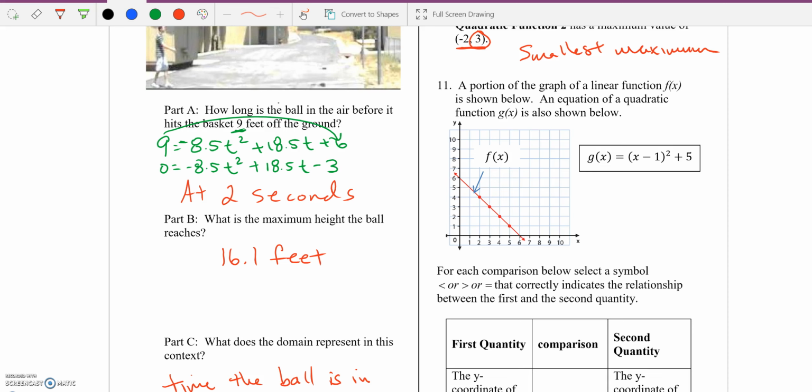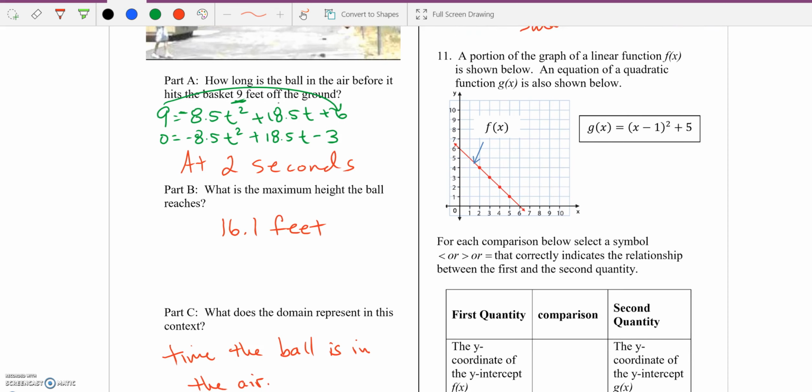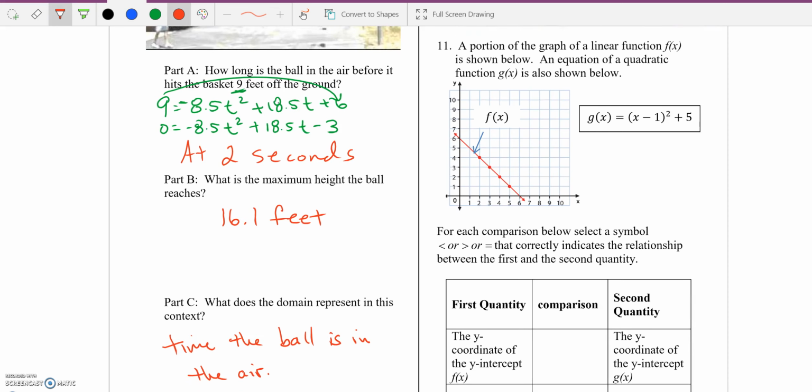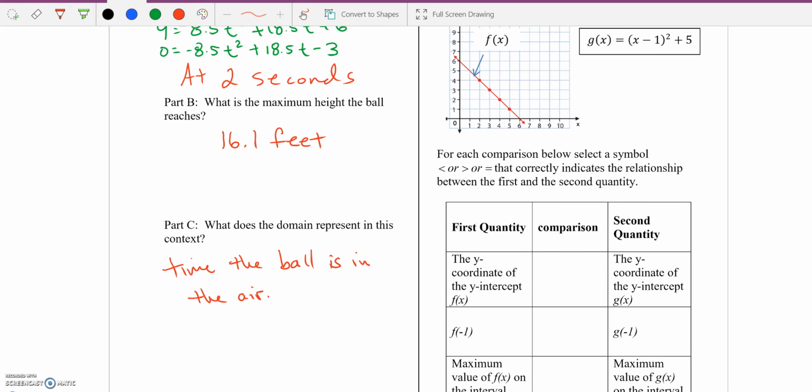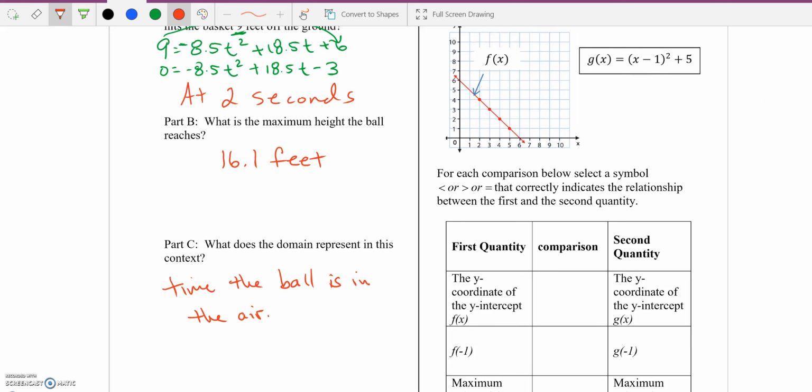Okay. Number 11. A portion of a graph of a linear function f of x is shown below. An equation of a quadratic function is also shown. So we have a linear function, part of it, and we have a function for a quadratic here that happens to be in vertex form. And then it gives me 3 statements. It says for each statement, use greater than, less than, or equal to describe what's going on.